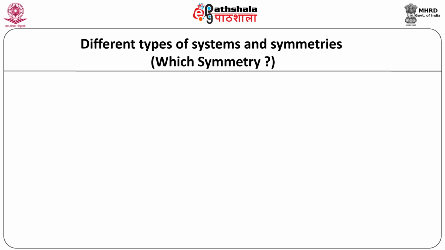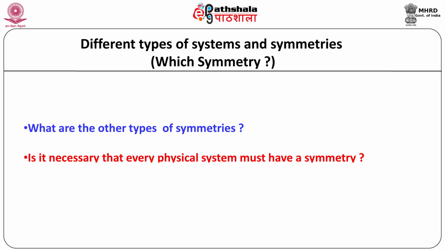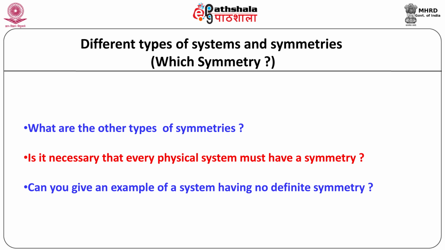Have a habit of asking questions to yourself. Think over some of such questions raised in connection with symmetries. For example, what are the other types of symmetries? Is it necessary that every physical system must have a symmetry? Can you give an example of a system having no definite symmetry?